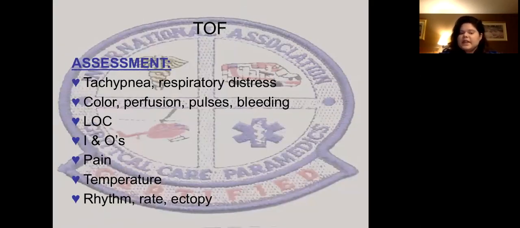Assessment, again, it's going to be exactly the same. Watch for the same thing every single time and you can't go wrong. So watch for the respiratory distress, the color, perfusion, pulses, any bleeding, rhythm, rate, and again, if they've already had that surgery, monitor the site.